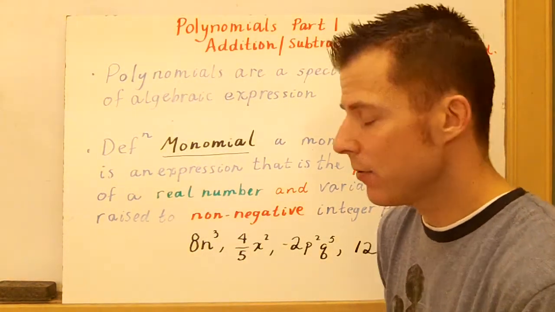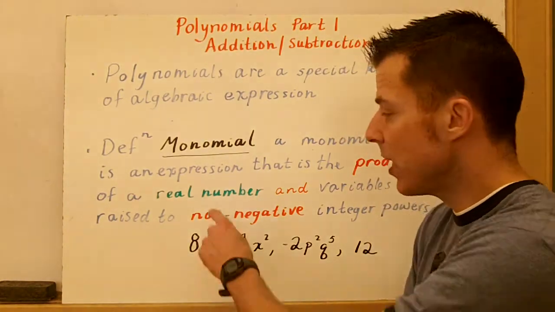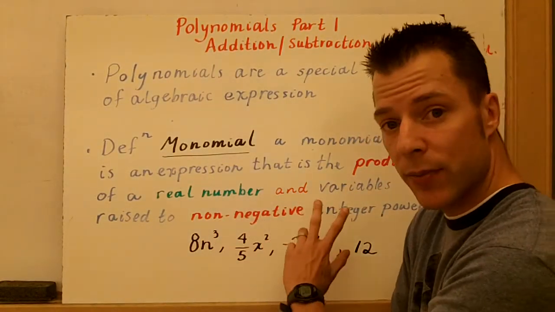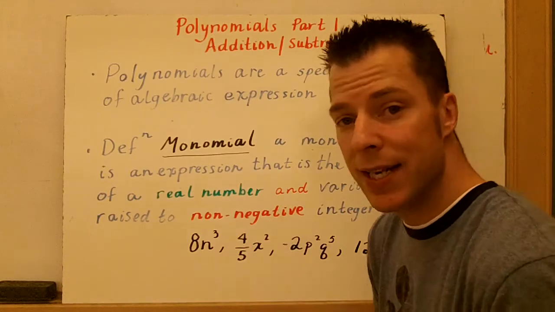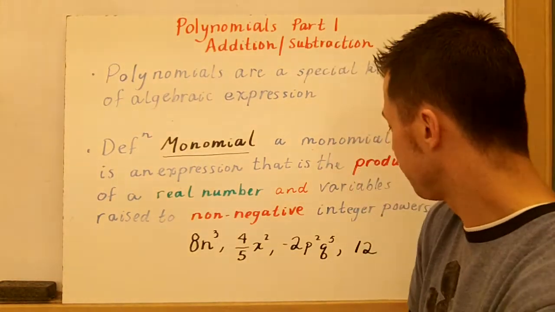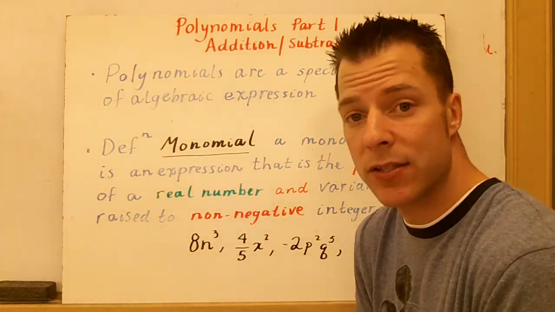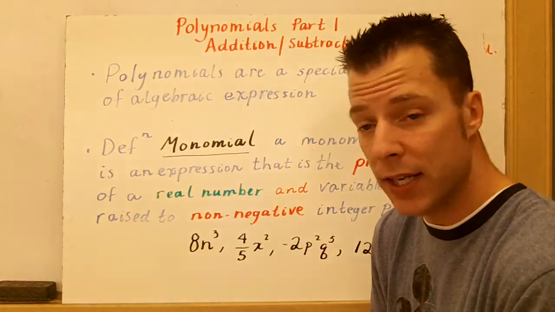Mono, like mono y mono. But there's a couple things. You have to have a real number and a variable being multiplied, and those variables have to be raised to non-negative powers. And they have to be integers. So you can't have a monomial that's x to the 1/2, because 1/2 is not an integer.